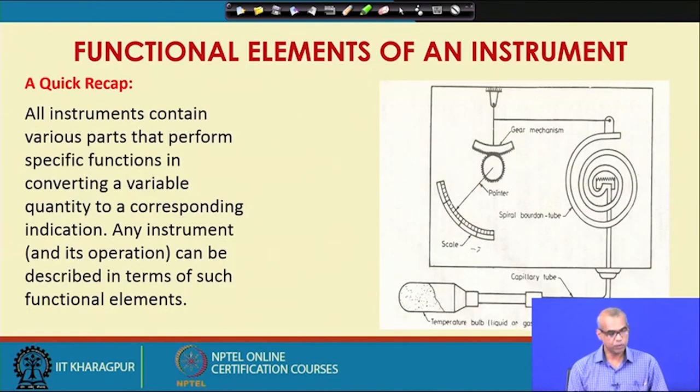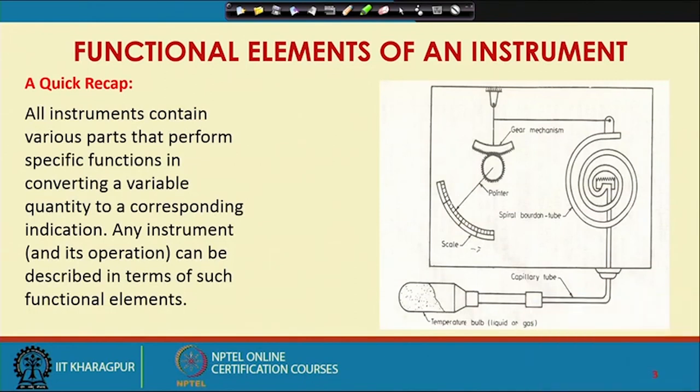So, a quick recap of what we learned about functional elements in our previous lecture. We said that all instruments contain various parts that perform specific functions in converting a variable quantity to a corresponding indication. Any instrument and its operation can be described in terms of such functional elements. We took this example of pressure thermometer, which consists of a bulb. Then there is a capillary tube. The other end of the tube, there is a boron tube or spiral boron tube attached, and other end of the boron tube is connected to this pointer and scale using gear and linkage mechanism.